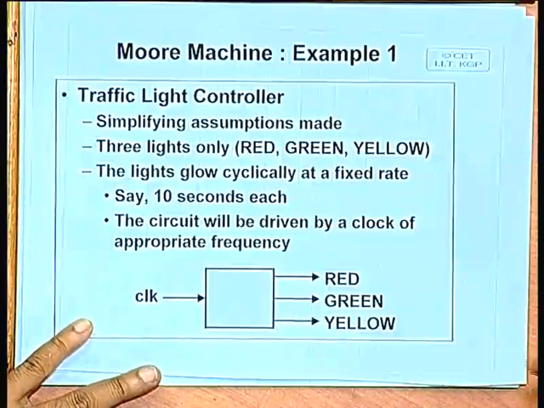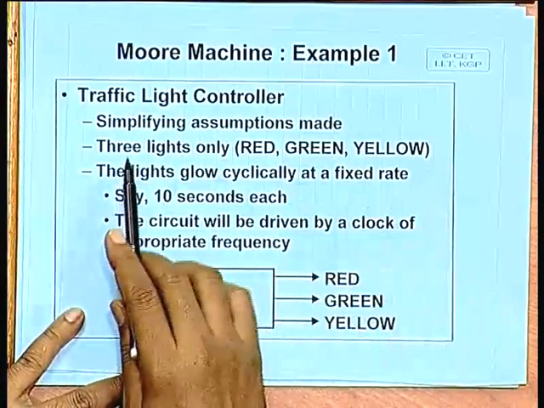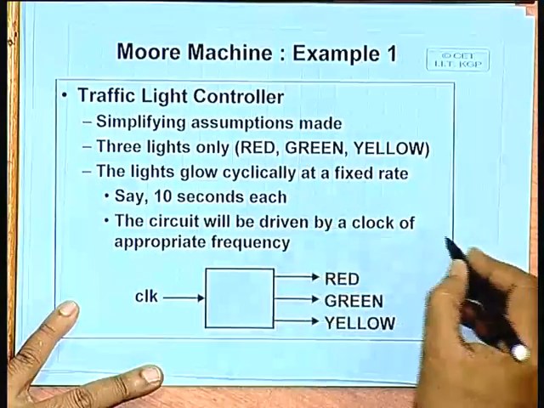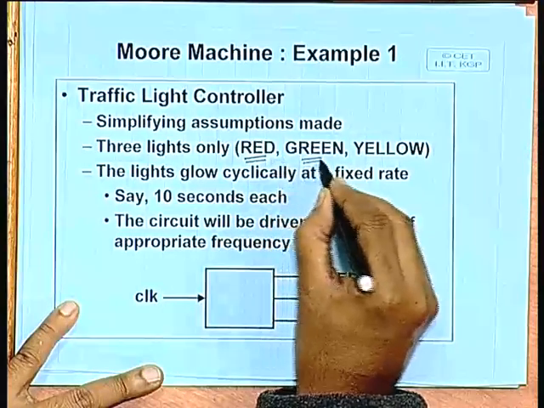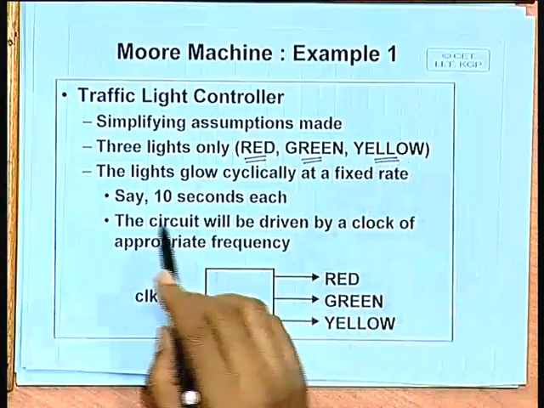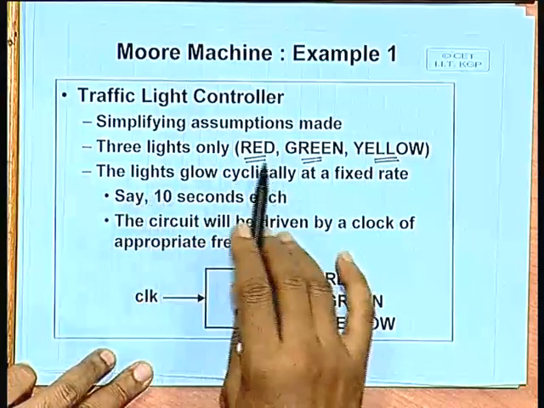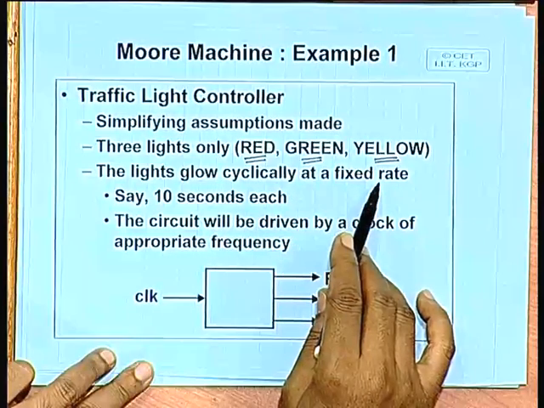In practice the times will not be equal, of course, but for the sake of illustration we assume that they will be glowing cyclically at a fixed rate. These are the simplifying assumptions. We have only 3 lights, so we consider only one road junction, only one road. So, only 3 lights we need to consider, red, green and yellow, and we assume for the purpose of this example that these 3 lights glow cyclically at a fixed rate.